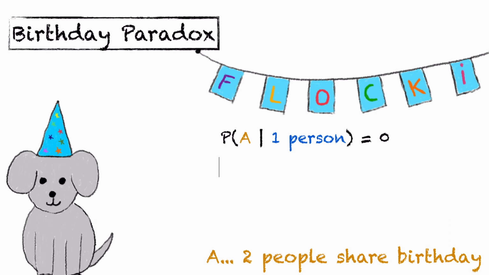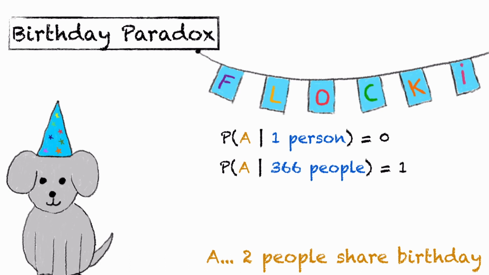On the other hand, if there are 366 people in the room, since there are only 365 days in a year, at least two of these people must share birthdays. Hence, P of A given 366 people equals 1.